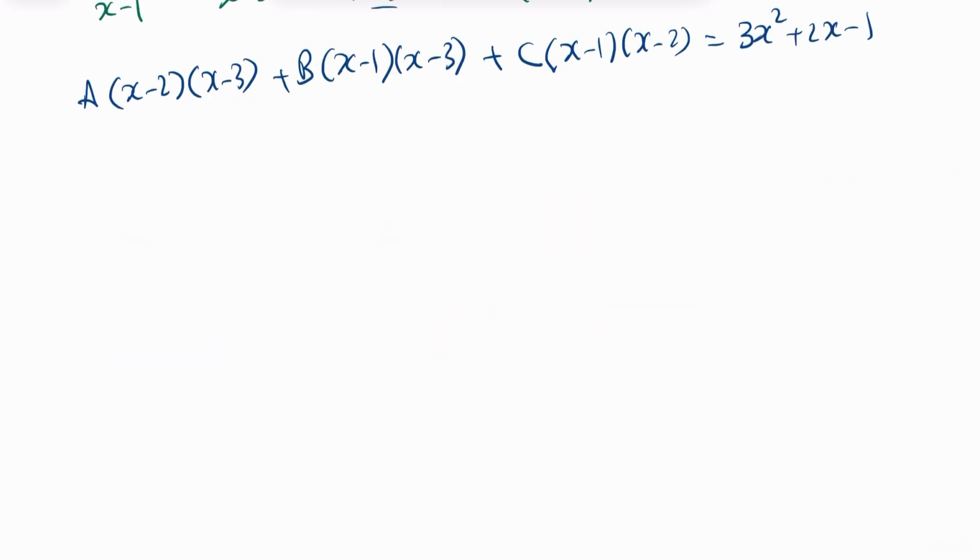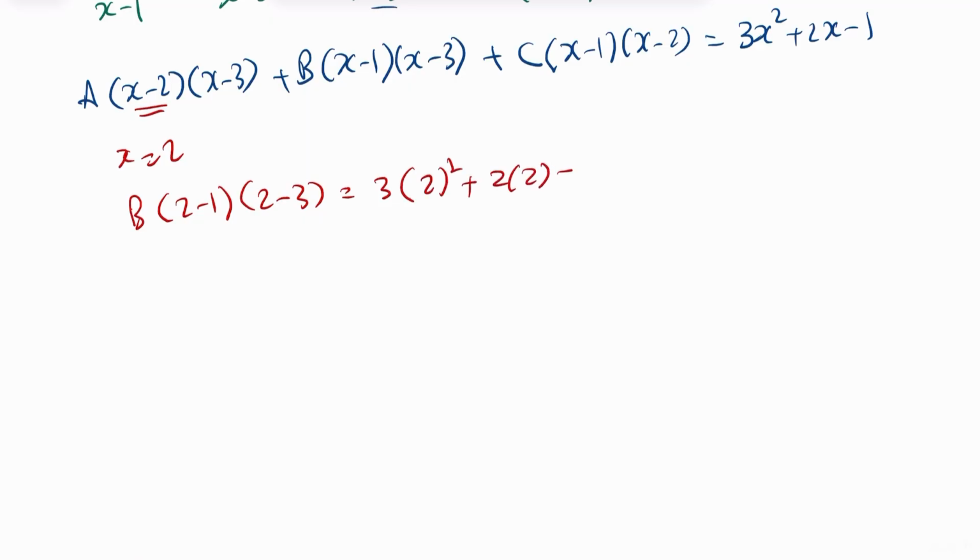By substituting with the value of x as 2 from these brackets, this is going to be 2 minus 2 equals 0, so this bracket is going to be 0 and this bracket is going to be 0, so we come up with b times (2 minus 1), (2 minus 3) equals 3 times 2 power 2 plus 2 multiplied by 2 minus 1. So after you simplify, you come up with negative b equal to 15. That means the value of b equals negative 15 after you multiply by negative 1 on both sides.